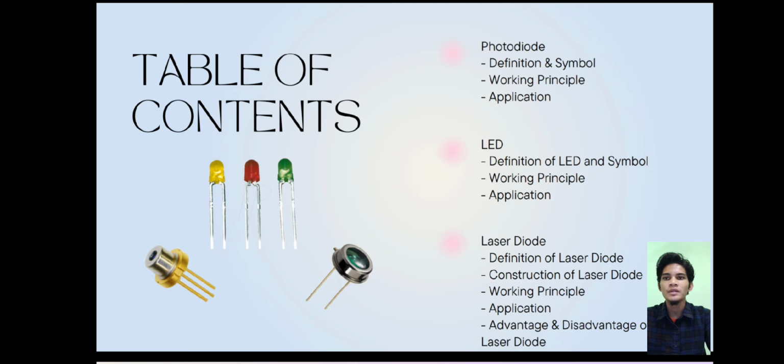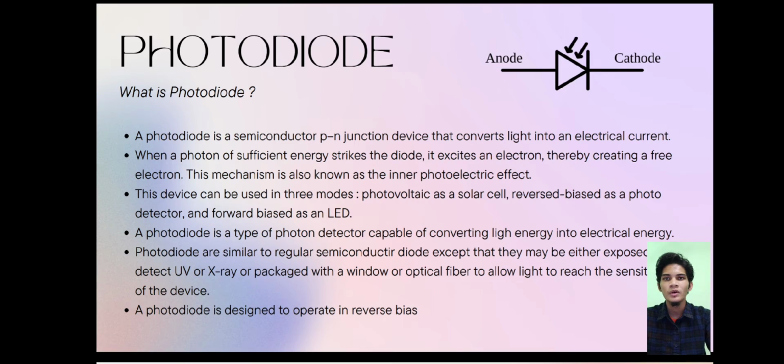Table of content: photodiode, LED and laser diode. Photodiode. A photodiode is a semiconductor p-n junction device that converts light into an electrical current. When a photon of sufficient energy strikes the diode, it excites an electron, thereby creating a free electron. This mechanism is also known as the inner photoelectric effect.